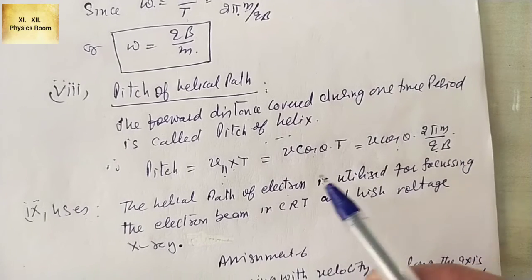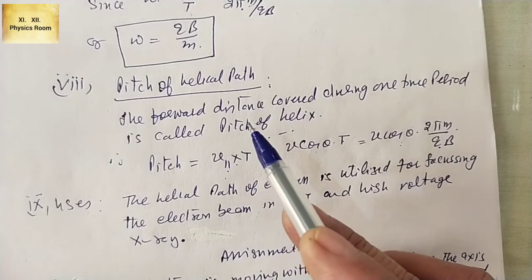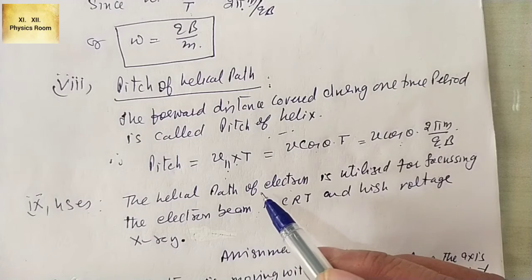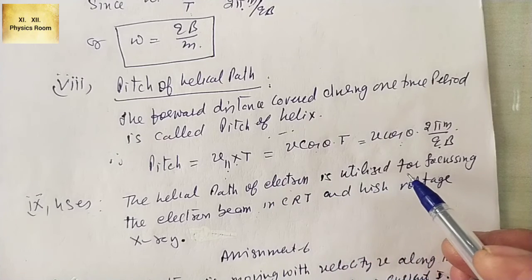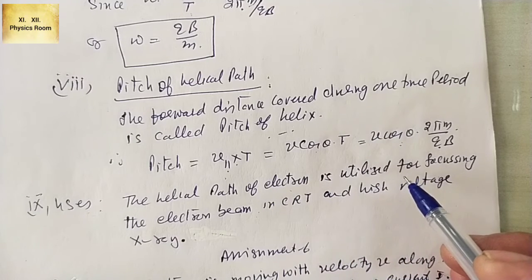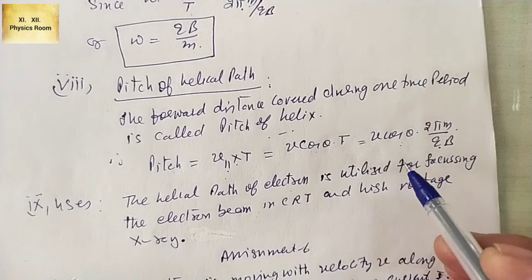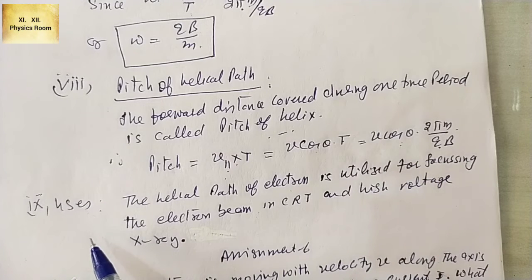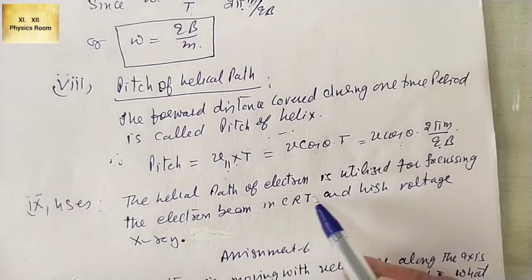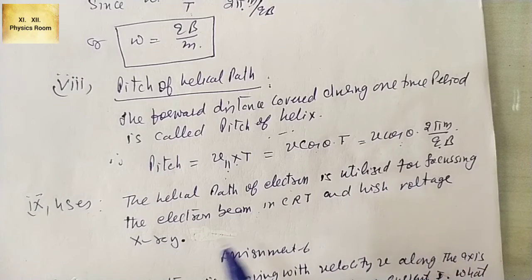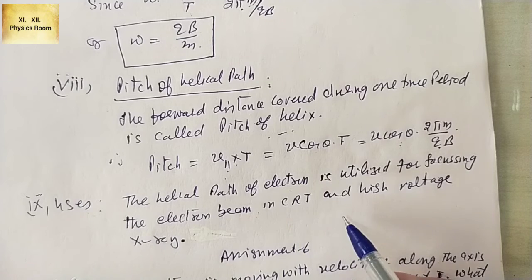Now, what are the uses of such motion of a charge in a uniform magnetic field when it enters at an angle less than 90 degrees? It describes a helical path. It can be applied in many cases. The helical path of an electron is utilized for focusing the electron beam in a CRT, cathode ray tube, and in high voltage X-ray tubes.